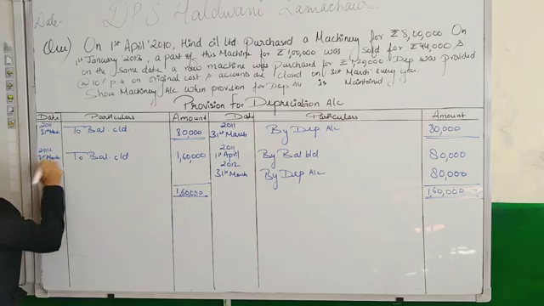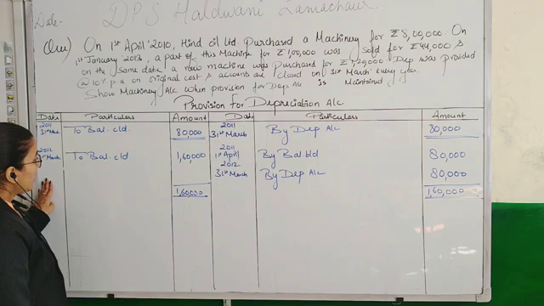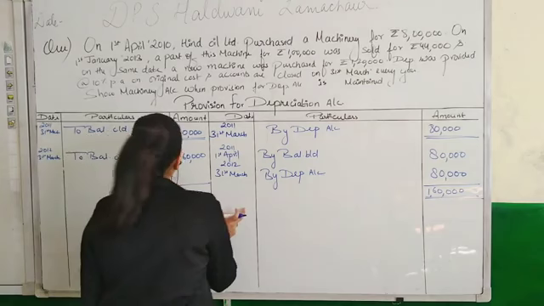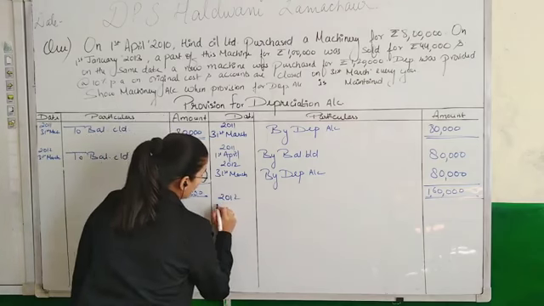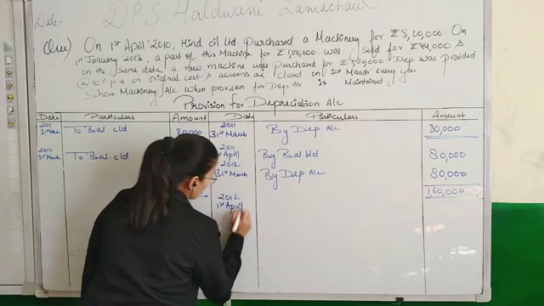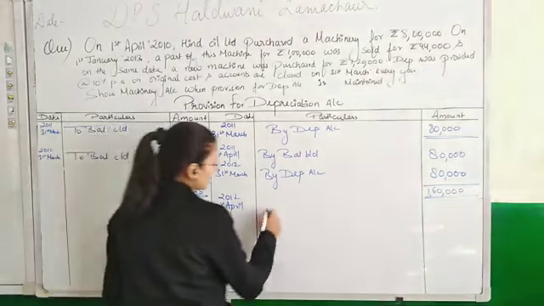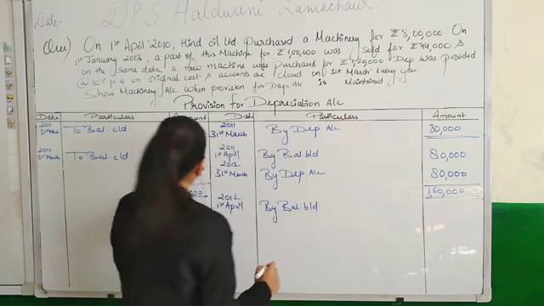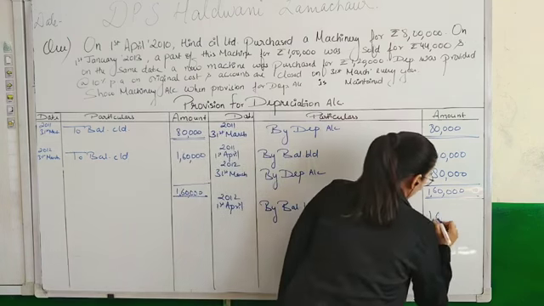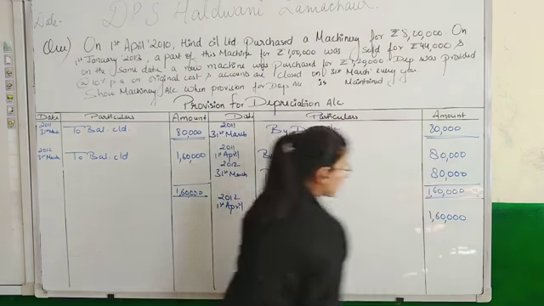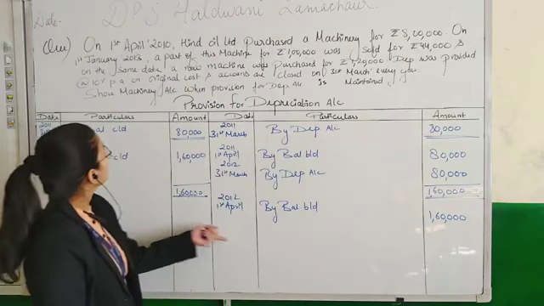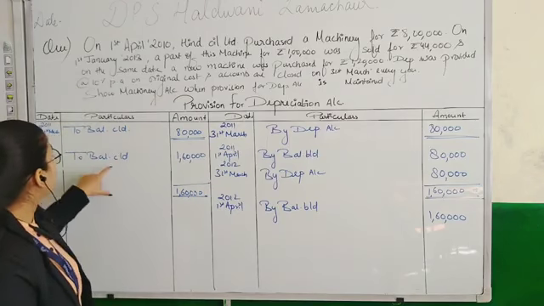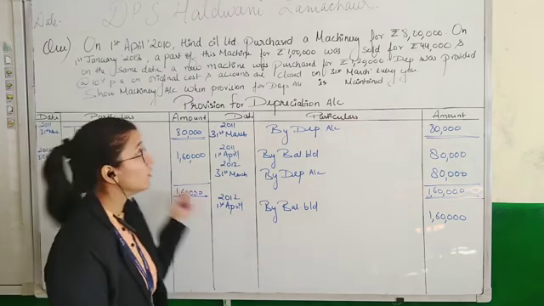The closing figure is always recorded at the end of the year. Now again this balance becomes the opening balance in the next year. The beginning of the next year will be 1st April 2012, and we write the opening balance as by balance brought down. The amount is 1,60,000.